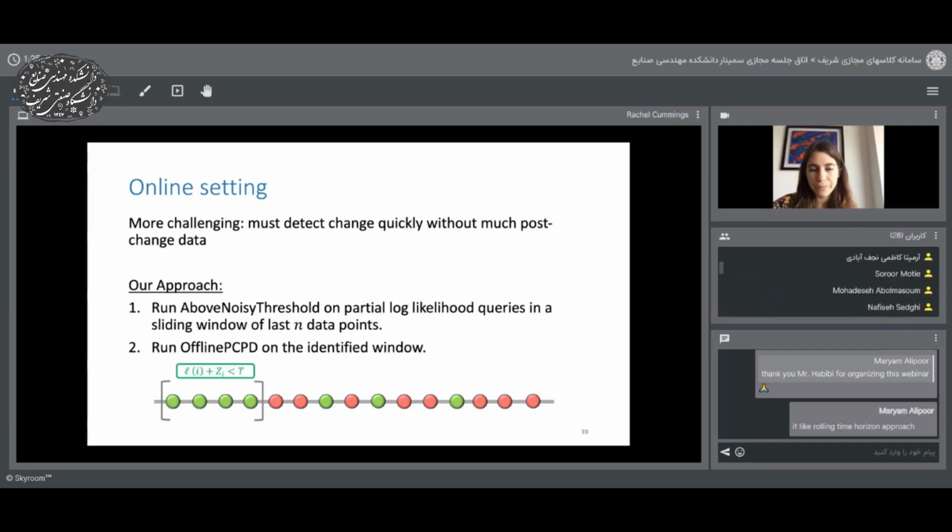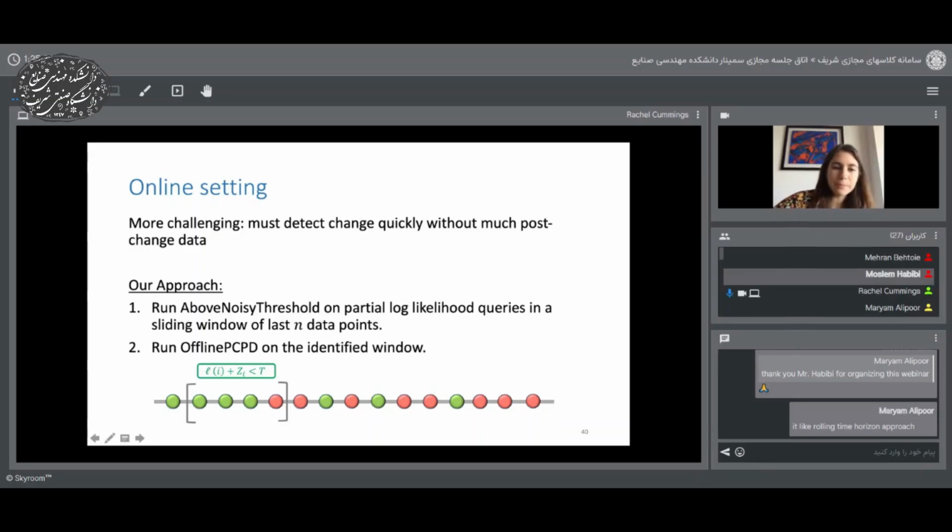And so in pictures, it might be, here, the query is going to have answer below threshold, so nope. Here, it's still below threshold, so nope. And then here, the query answer, which might be the fraction of points that are red, is going to be above a noisy threshold. And so I'm going to raise an alarm, and it will then run the offline algorithm on this window, and it will hopefully tell me about here.